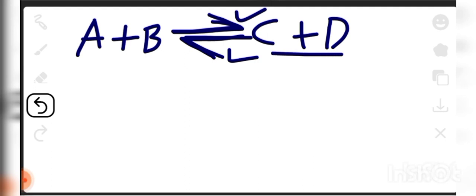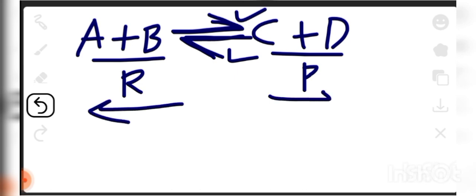So this side is called the product, or the right hand side, while this other side is called the reactant, or the left hand side. So this side is the left, while this other side is the what? The right hand side.